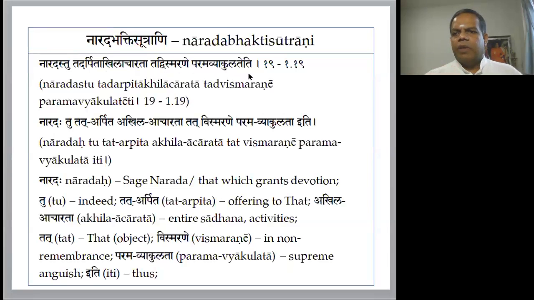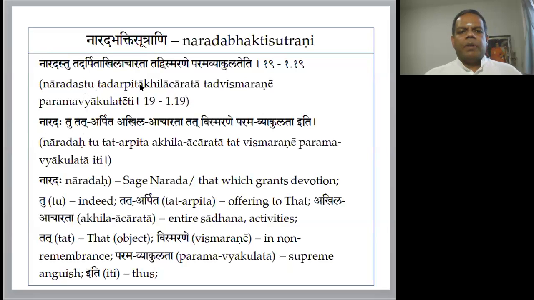Let's look at the word split before we look at the meanings. The first word, Naradastu, is comprised of two words, Naradaha and Tu. The visarga at the end of Naradaha turns into s because of sandhi, and so that's how we get Naradastu.